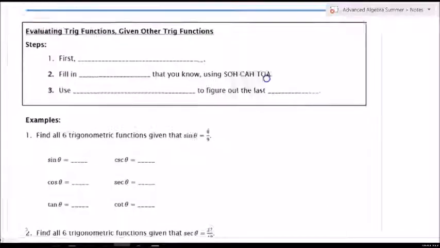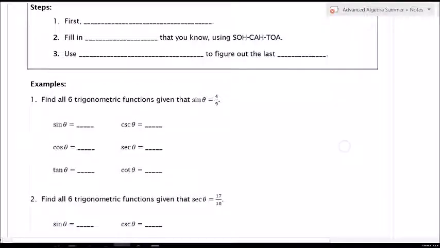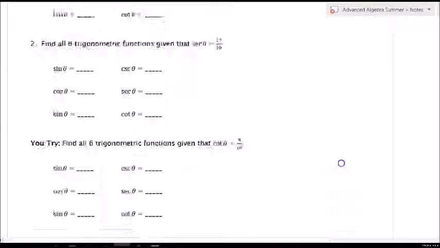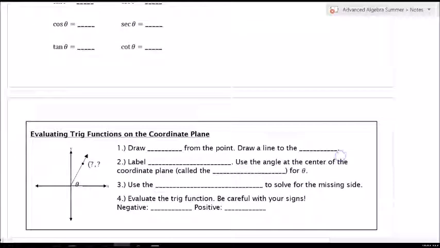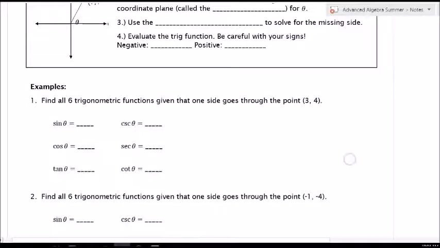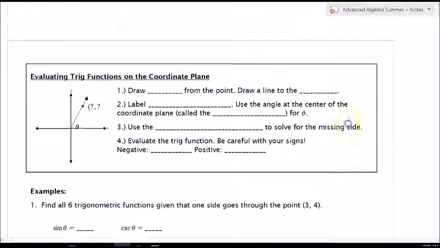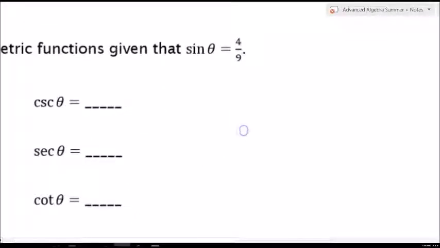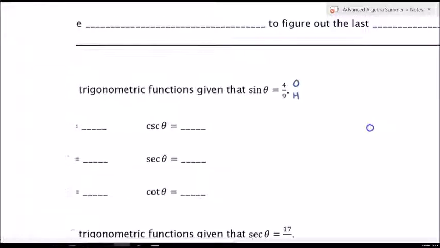Okay, so now we're going to find all 6 given some information. So the key idea here is going to be drawing out our circle. So we need to think about positives, negatives, and all that wonderful stuff. So right here we have that sine is equal to 4 over 9. Well, if we remember our SOHCAHTOA, sine is opposite over hypotenuse.